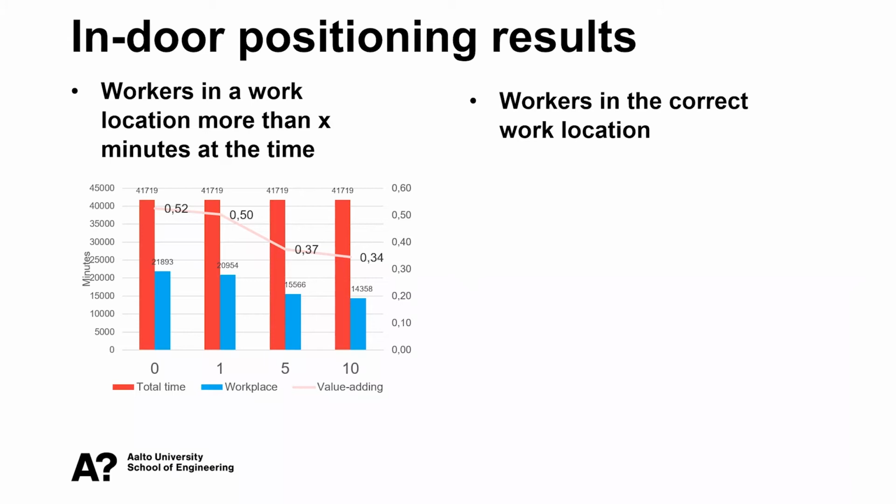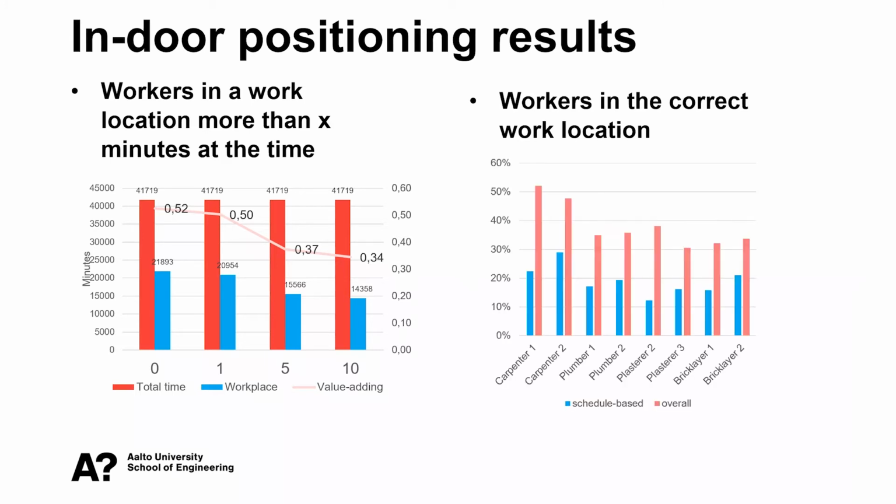This normally doesn't indicate that the workers are not willing to follow the plan, but there's some problem in those areas where they are planned to work. And our results that we have done so far, just as a proof of concept for a few workers: the blue bar shows how much of the time they are in the right location, and the red bar how much they are in any work location.